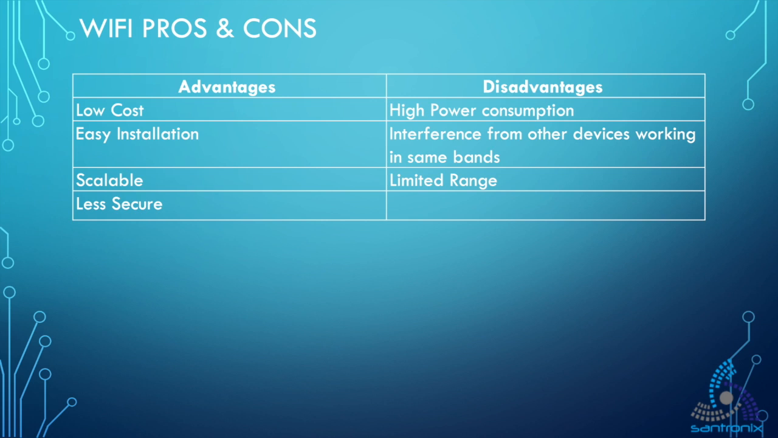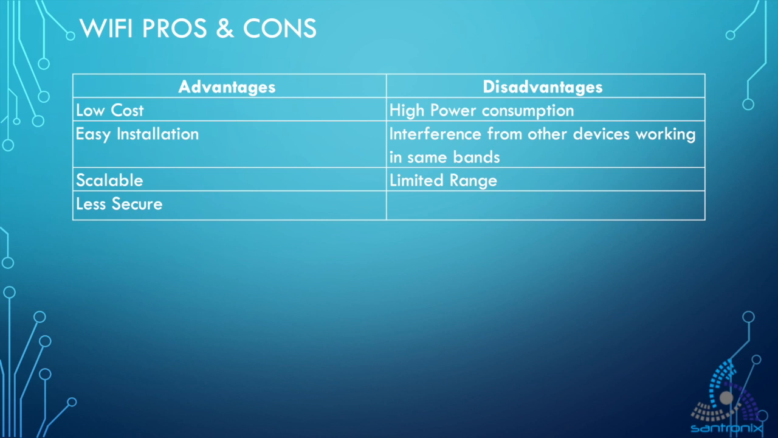So there are Wi-Fi pros and cons. Advantages: Wi-Fi is very low cost. You can get Wi-Fi chips for a very low cost, around 50 cents to a dollar. It can be easily installed. It is scalable, but it is also less secure. The disadvantage is high power consumption.